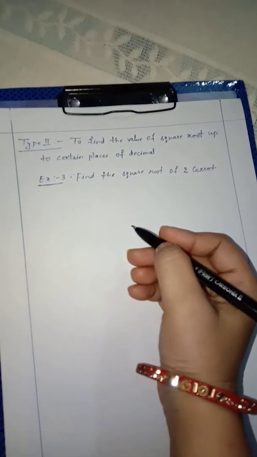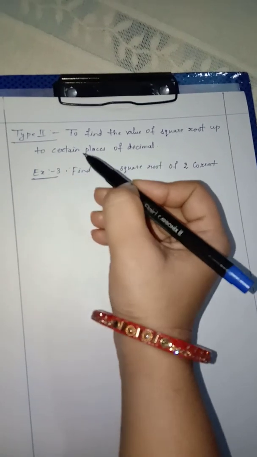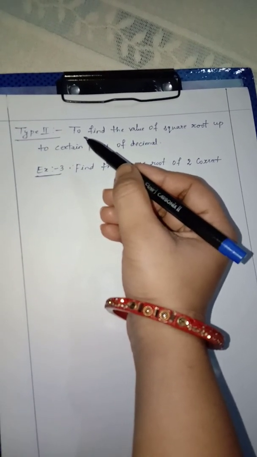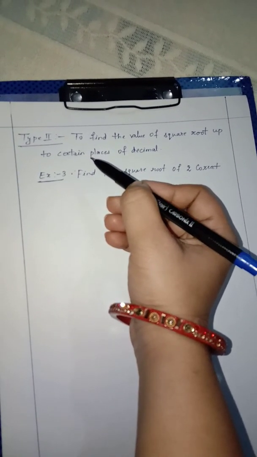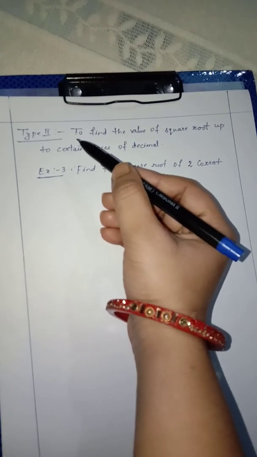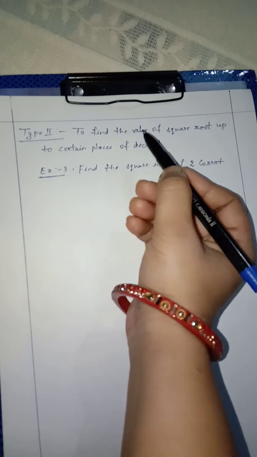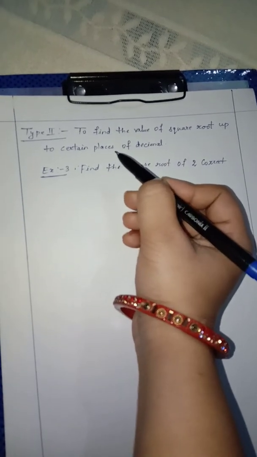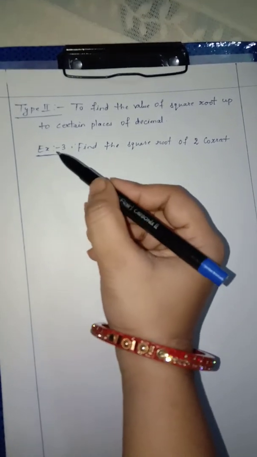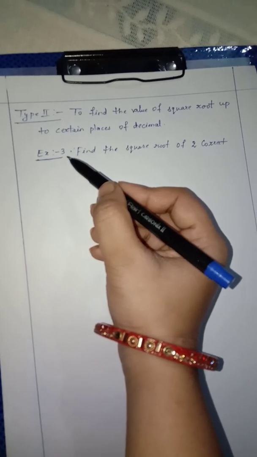Hello children, in my previous video I discussed how to find the square root of decimal numbers, but in this video we will discuss how to find the value of a square root up to certain places of decimal. And this is example number 3.